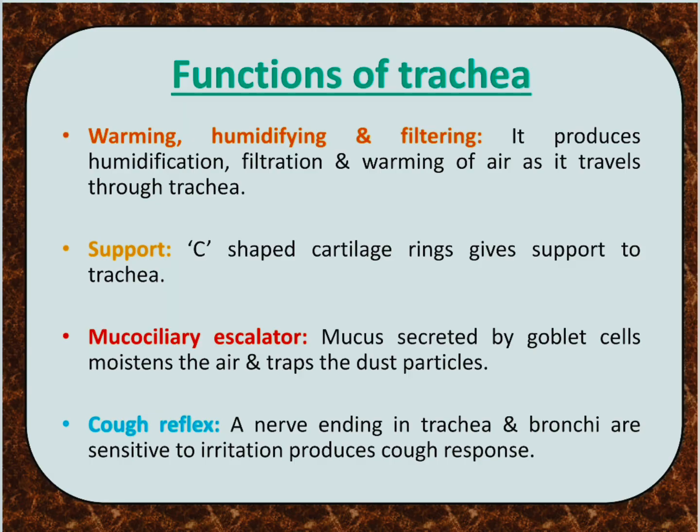As the air travels through the trachea, it contains C-shaped cartilage rings, which give support to the trachea. It contains the mucociliary escalator. Mucus secreted by goblet cells moistens the air and traps dust particles from the air.